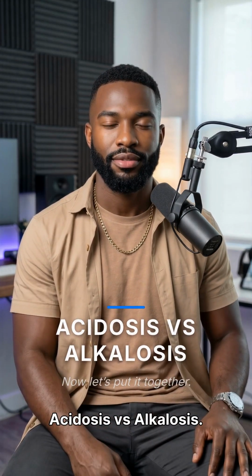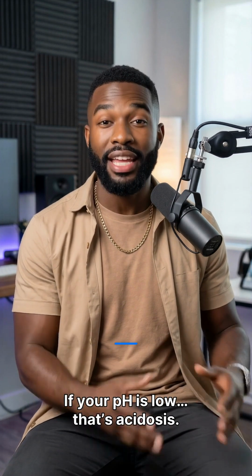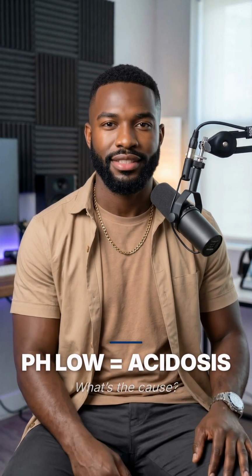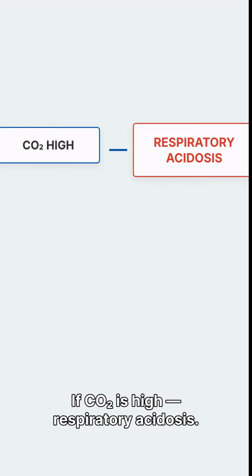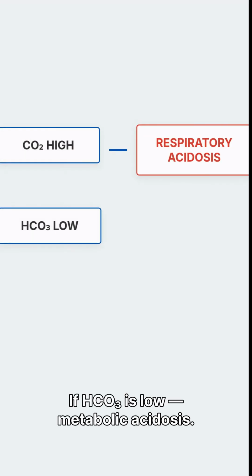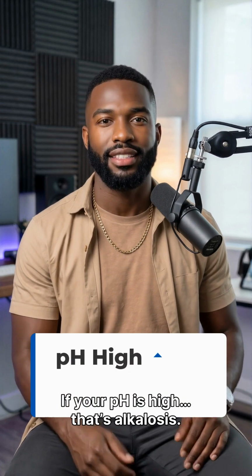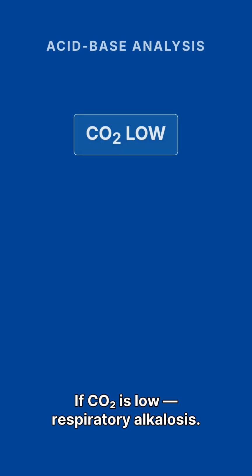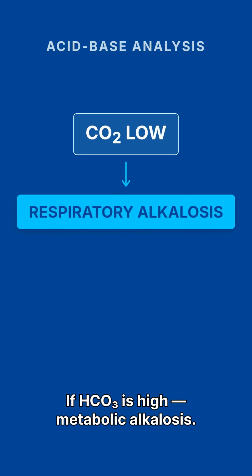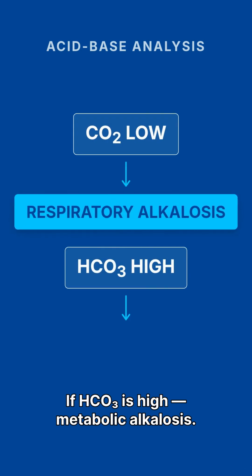Acidosis versus alkalosis. Now let's put it together. If your pH is low, that's acidosis. Then you ask, what's causing it? If CO2 is high, respiratory acidosis. If HCO3 is low, metabolic acidosis. Now flip it. If your pH is high, that's alkalosis. If CO2 is low, respiratory alkalosis. If HCO3 is high, metabolic alkalosis.